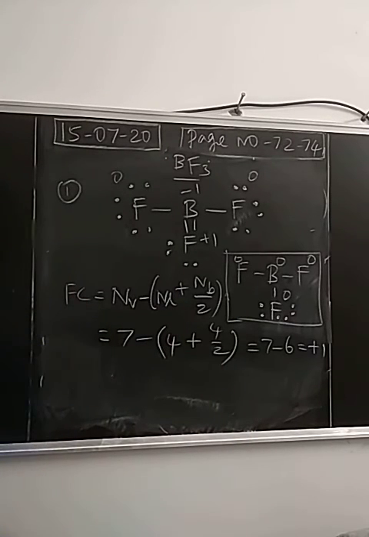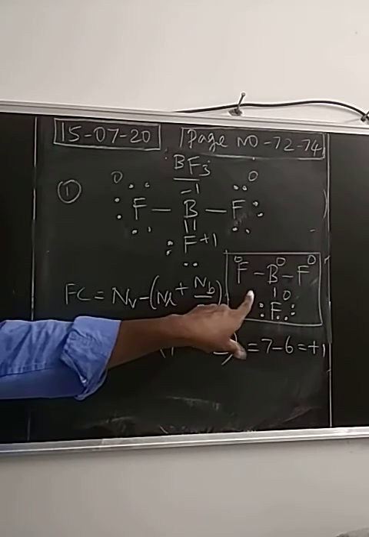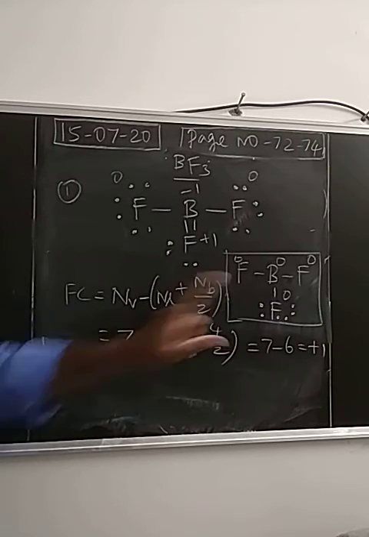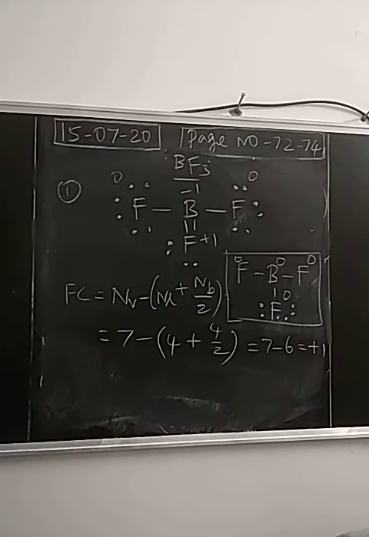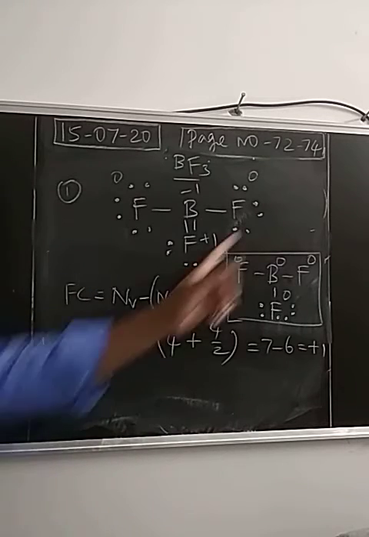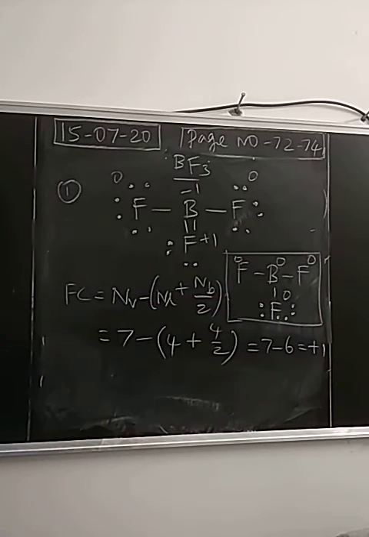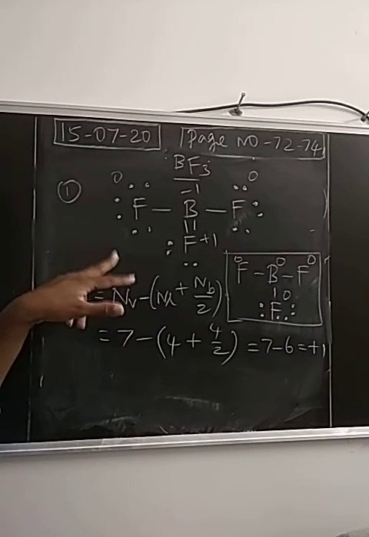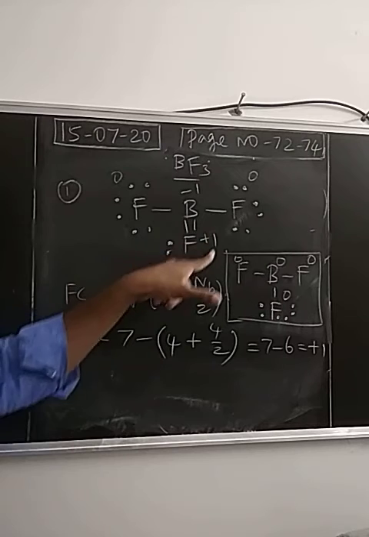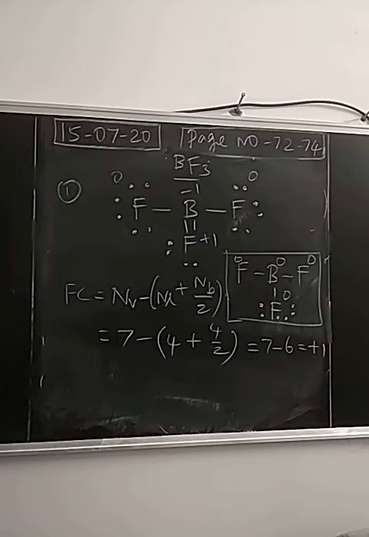Which will be the preferred structure? According to the guidelines, this will be the preferred structure. Why? Comparing these two, this structure has 0 as a formal charge. All the atoms have formal charge 0. But when you take this one, the more electronegative fluorine has a positive formal charge.